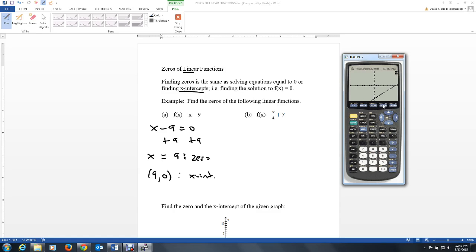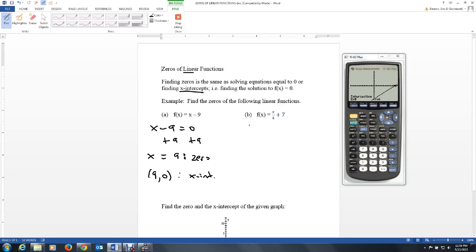So when I hit second trace, I can now use the intersect feature, which is number 5. And I don't actually have to move. The only time I need to move is if there were more than one zero, but here I don't have to, so I just hit enter 3 times. And intersection gives us (9, 0). So you may want to play around with your calculator a little bit.